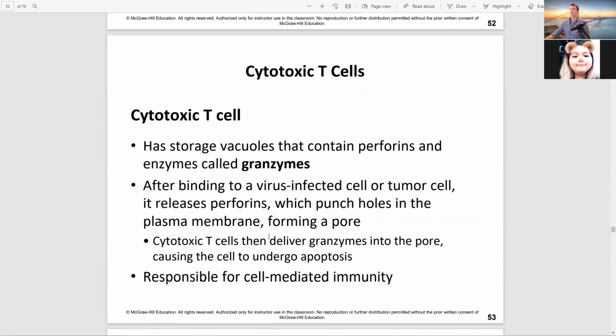So cytotoxic T cells have storage vacuoles that contain perforins and enzymes called granzymes. After binding to a virus-infected cell or tumor cell, it releases perforins, which punch holes in the plasma membrane, forming a pore. Cytotoxic T cells then deliver granzymes into the pore, causing the cell to undergo apoptosis. So this is responsible for cell-mediated immunity.